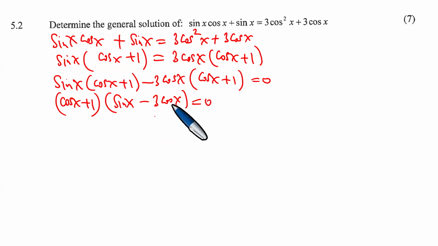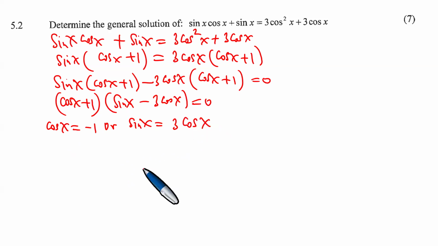Then what do we do next at this point? What are we able to achieve here? Okay, we go to this point and then we can solve everything. So which means that cosine x is minus 1 or sine x is equal to 3 cosine x, right?